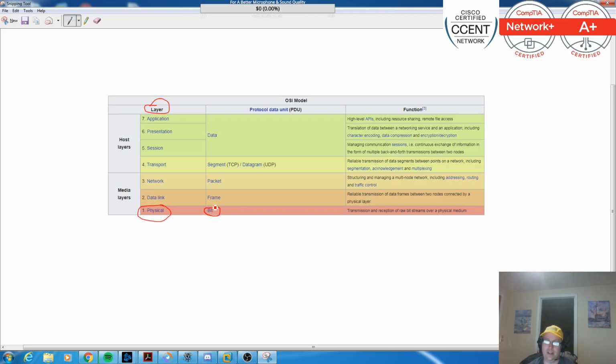Here, the protocol data unit is a bit. You don't really have to know a ton there, but it doesn't hurt to remember that. The function is the transmission and reception of raw bit streams over a physical medium. I think that's almost a perfect way to put it. It's allowing the communication and connection. Everything basically becomes bits and is transmitted across the line in networking.